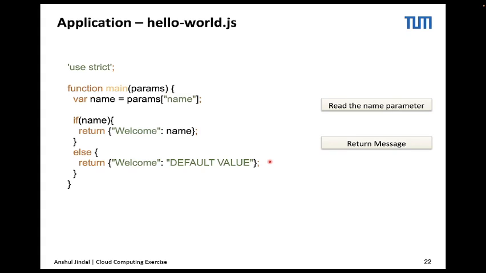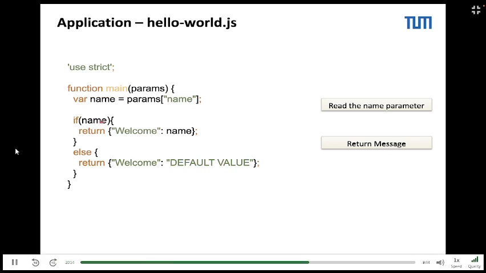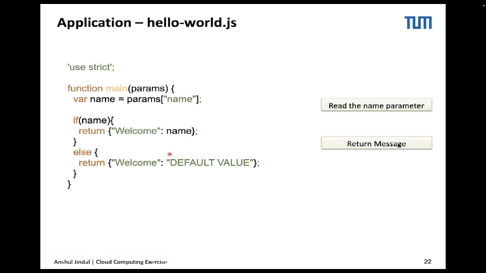To show you an example of hello world, it's a very simple hello world function, which takes the parameter as the name. If the name is specified, then it returns the dictionary with the welcome and then the name, and if it is not, then the default value, whatever you can specify over here. It's important within OpenWhisk that the return value is always a dictionary or a JSON. So you can see that the return value is always a JSON sent back from the OpenWhisk function itself.